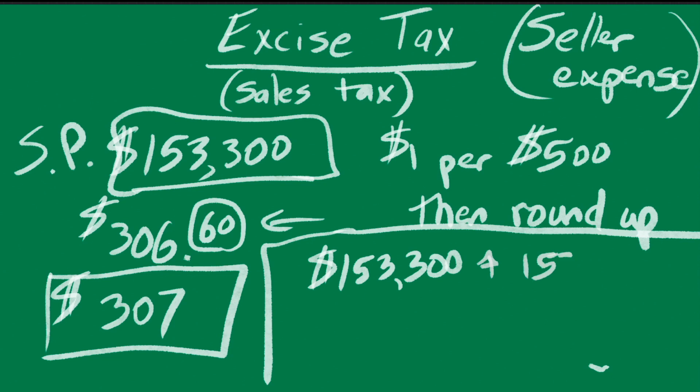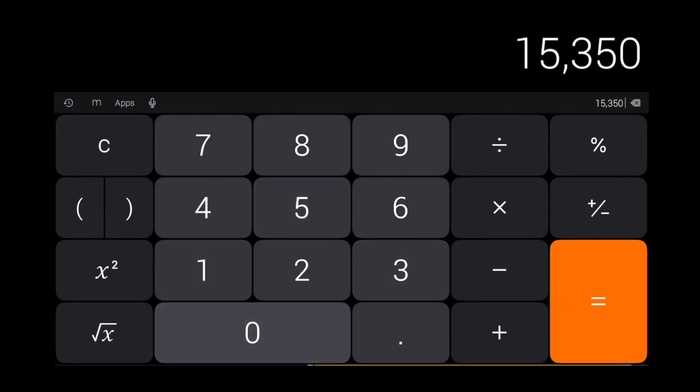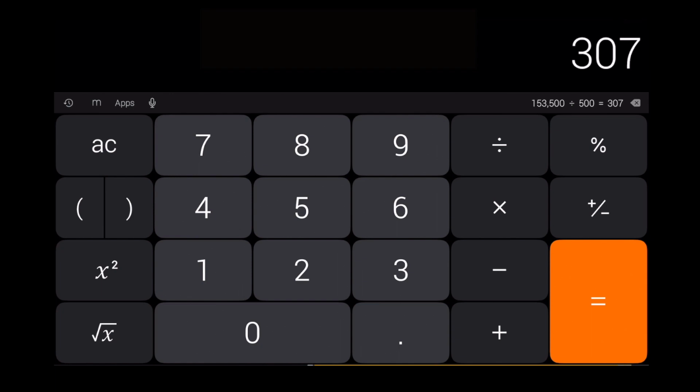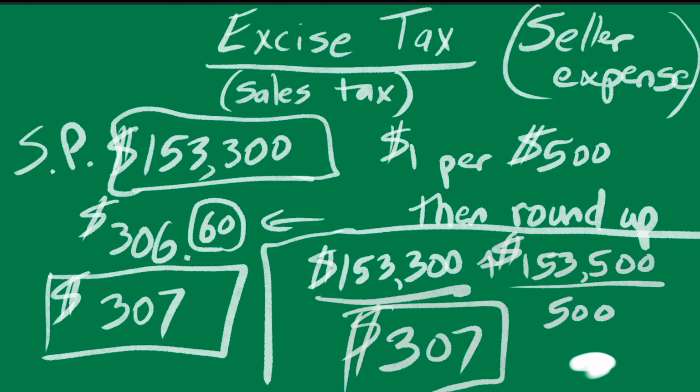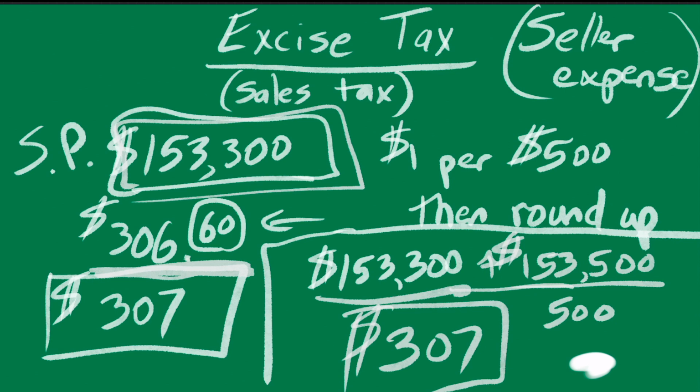Round it up to $153,500 and then divide that by 500. $153,500 divided by 500. There's our 307. So you get the same thing either way. It's just going to be whether or not you are rounding the price to the next $500 increment, or you're just using the original sale price, and then when you get the answer with cents, round those cents up to the next dollar. Let's do one more.